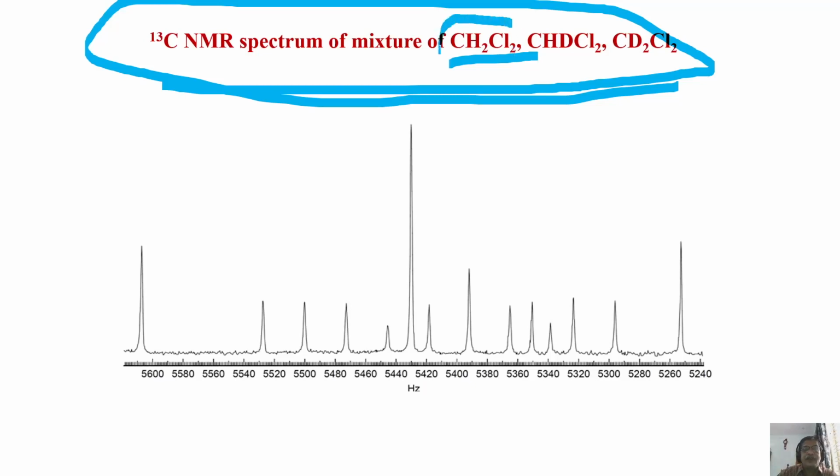This CH2Cl2, if I consider carbon-13 NMR, what pattern do you get? Of course, chlorine will not couple. It is a broad triplet, a large triplet, 1, 2, 1 intensity. It is a triplet. Correct? CH2Cl2 will be a triplet. What about CHDCl2?